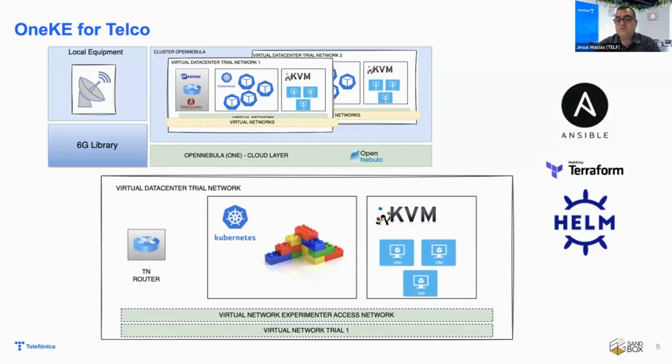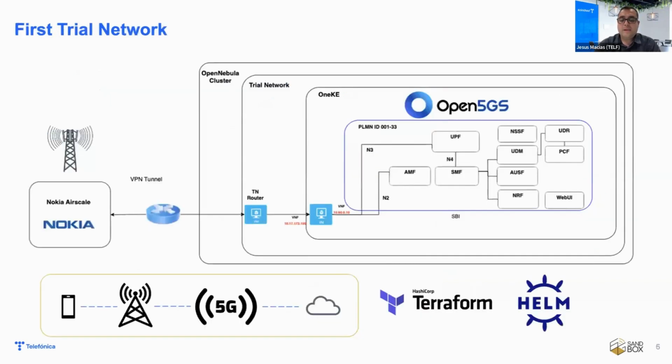And we can also deploy some VMs if necessary, and we can control all of this through the standard application, the standard in the industry. So right now we have automation that uses Terraform to create the virtual infrastructure using the OpenNebula provider. We use Ansible to do some fine-grained configuration, and we use Helm to deploy applications inside the OneKE clusters.